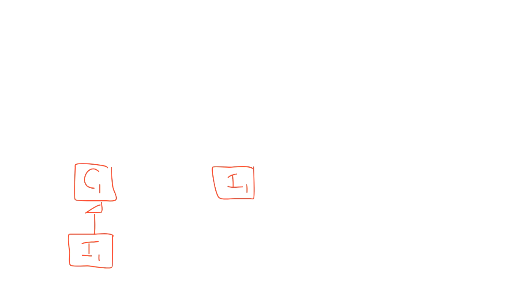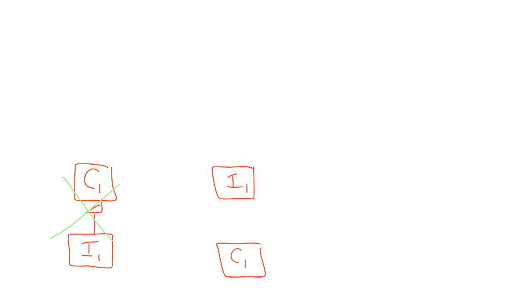Suppose you have a class 1 and interface 1. Can I write it like this? One question. Another is interface I1 and then class C1. Please see this. The first thing is this notation is wrong. You cannot write like this.